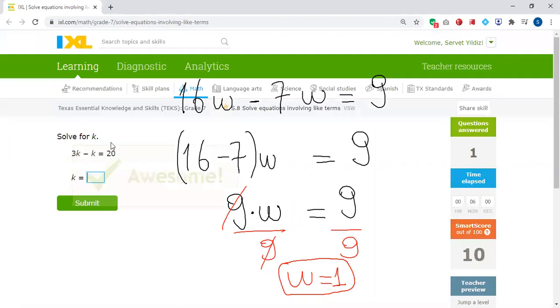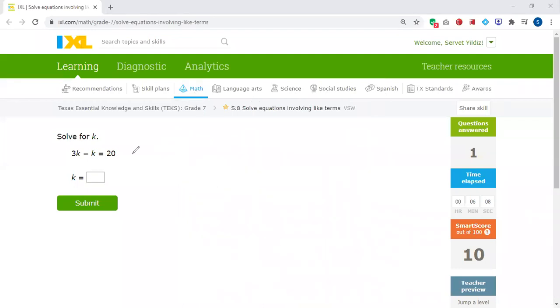And let's look at the next one. We are going to find K in this example. 3K minus K is equal to 20. These are the like terms. 3K and K are the like terms because their variable is the same. It's K. So let's write the variable, and then we are going to combine the coefficients. I have 3 here, and then I have negative what? Negative, but I don't see a number. If you don't see a number, that means it's 1, okay? There is a 1 there, because 1 times any number will give you the number itself.